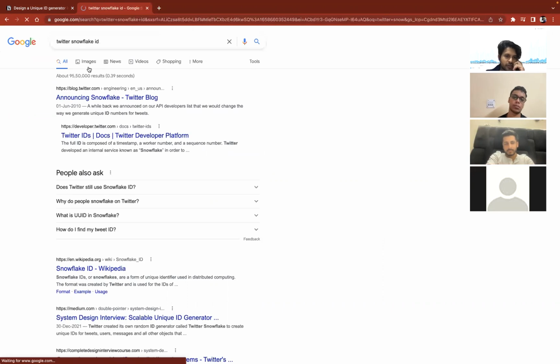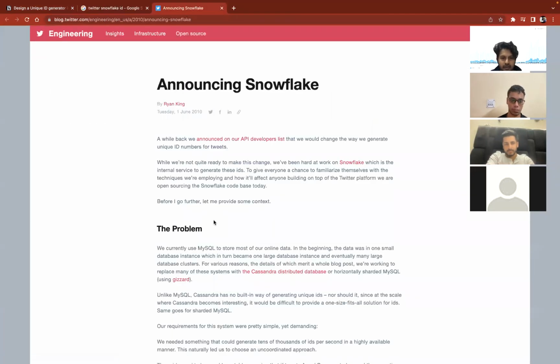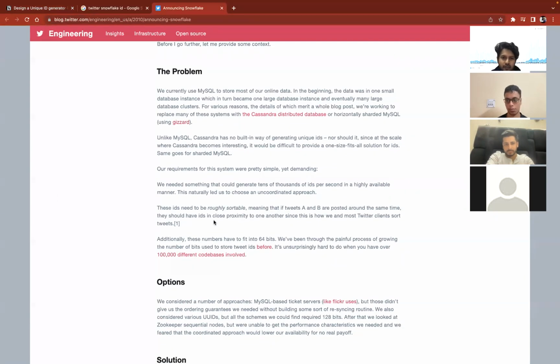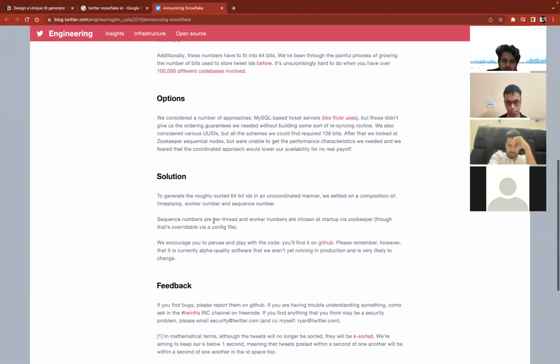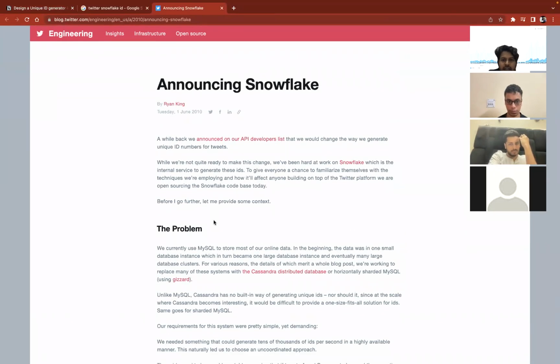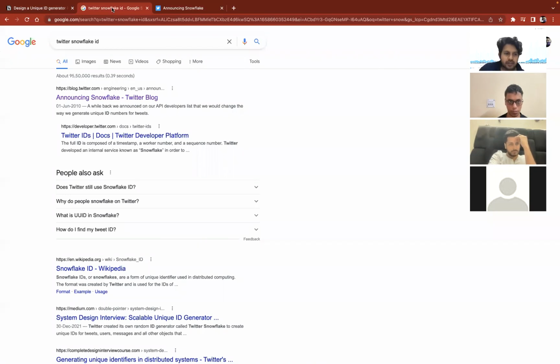This is simply Twitter Snowflake ID. So when they announced it, they notified what the problem was. This is the article. Whatever we talked about is exactly this only. So when they came up with Snowflake, the limitation of MySQL to not scale was one.